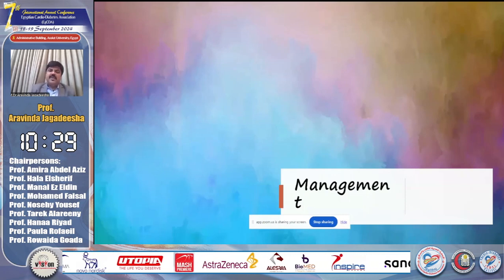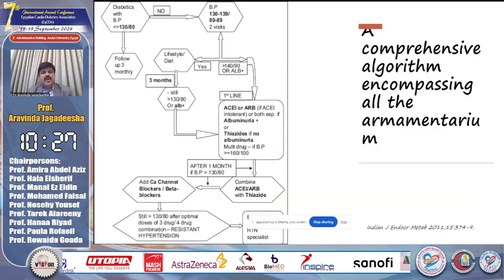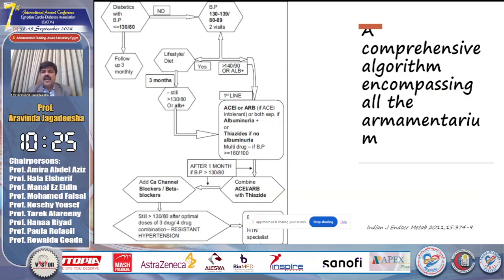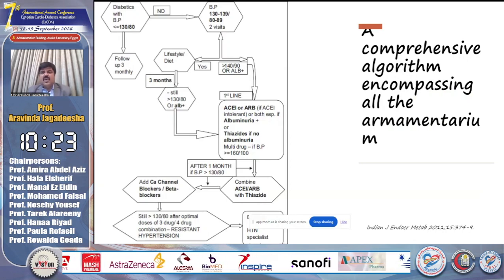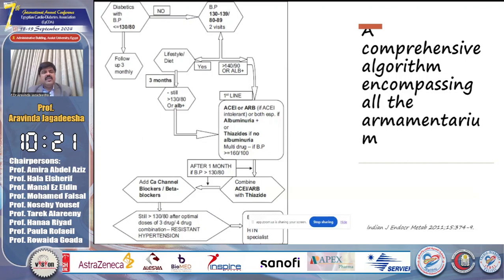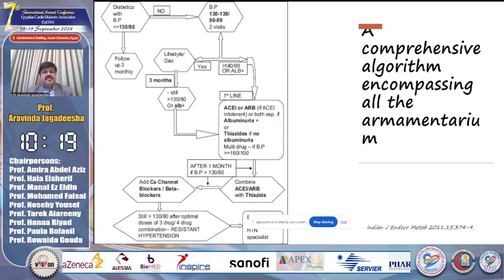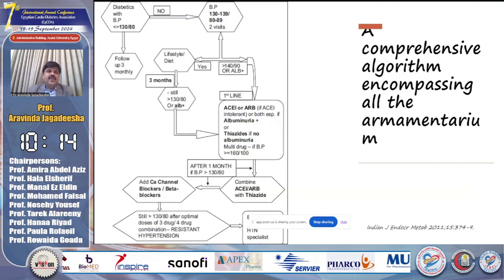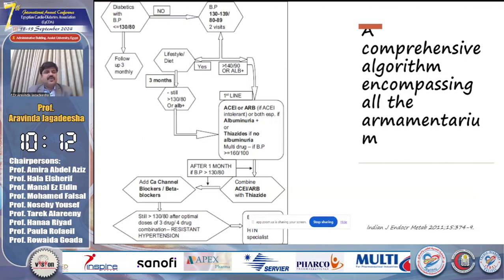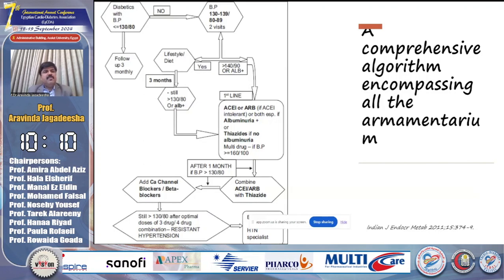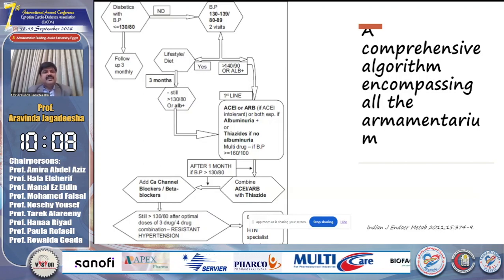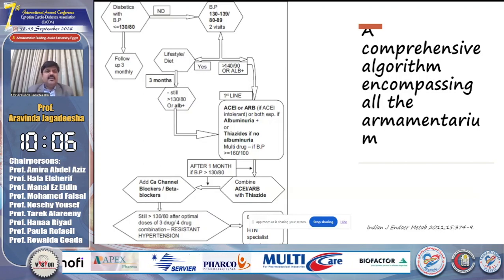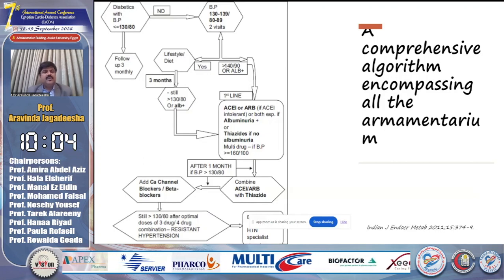So, coming to the management, which is an important part, a comprehensive algorithm encompassing all the armamentarium you can see on the left hand side. It's a simple chart which helps you in deciding when to start the treatment and what to start. Like diabetes with the blood pressure target, if it is less than 130 by 80, no need to put anything, just follow up in 3 months.